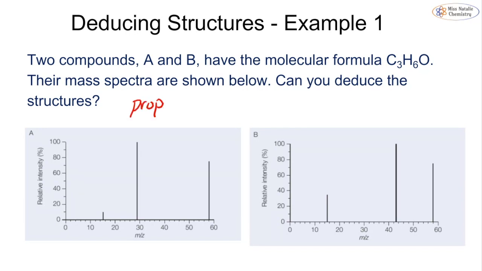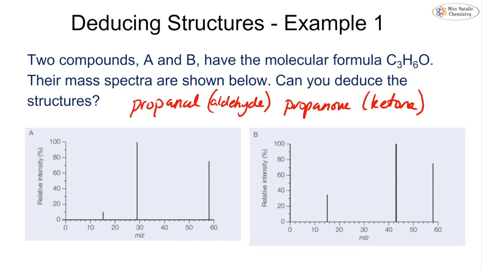We're either going to have propanal, which is the aldehyde, or we're going to have propanone, which is the ketone. And we want to determine from these structures which one is going to be which. Now, both mass spectra show a peak at 58. Now, this is our molecular ion peak, and because both of them are showing that same peak, that doesn't actually help us. They also both have a peak at 15, which means that we must have a CH3 fragment. Now again, because this appears on both of them, it does not help to distinguish the two structures.